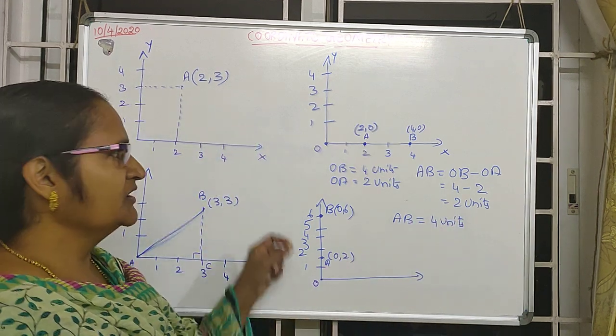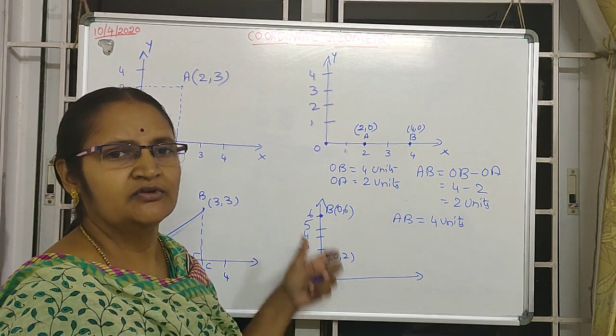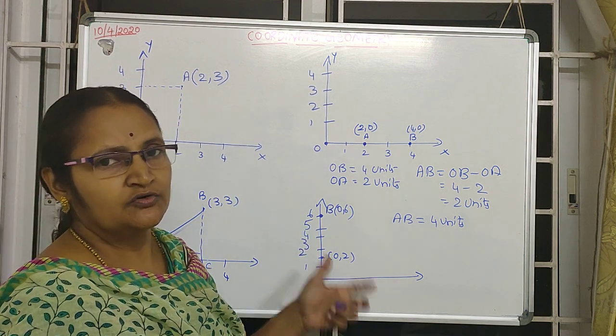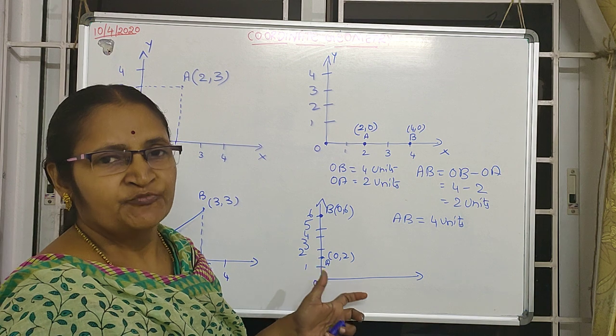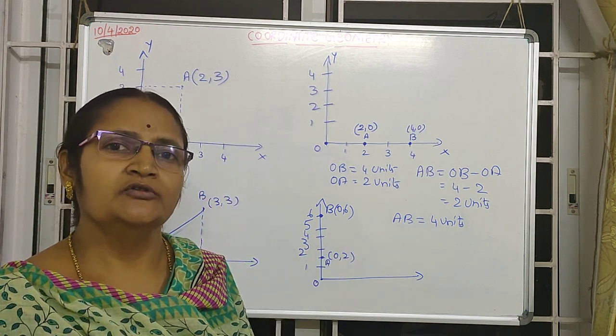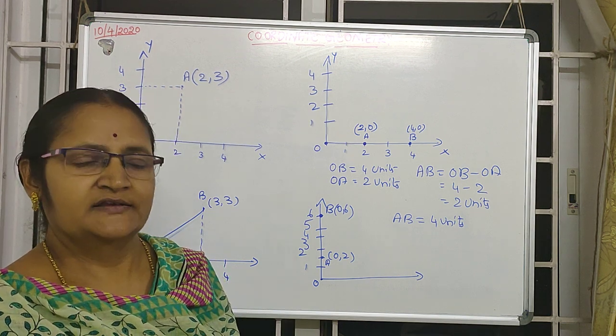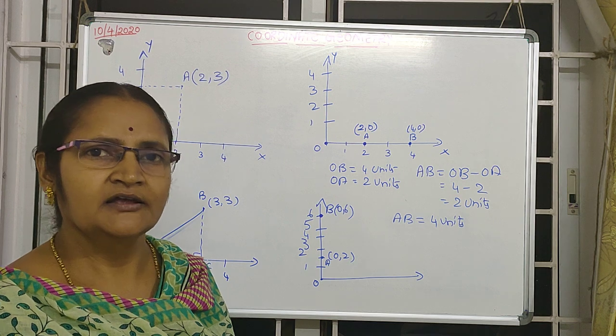Suppose the points are either lying on the x-axis or lying on the y-axis, we can find the distance between those 2 points also. Clear now? Next, in the next video, we are going to find the distance between 2 points which are not lying on the x-axis or y-axis. Clear? Thank you.